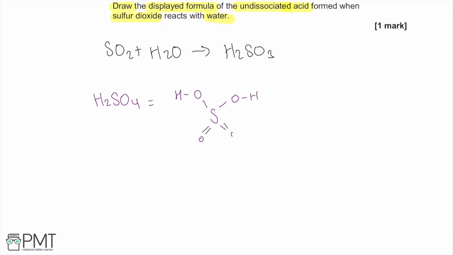As H2SO3 is diprotic due to the 2 H's, we are definitely going to have 2 OH groups, meaning we will get this for our structure, where the central sulfur is attached to 2 OHs and 1 double bonded oxygen. And this gets us the mark.